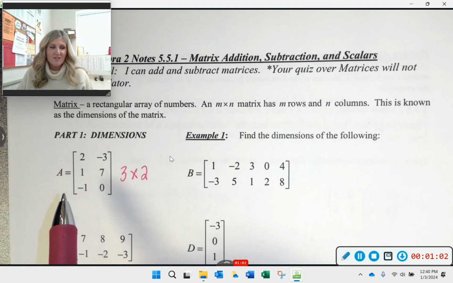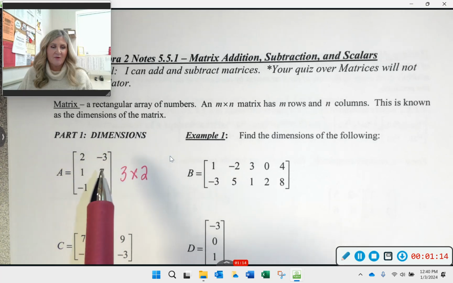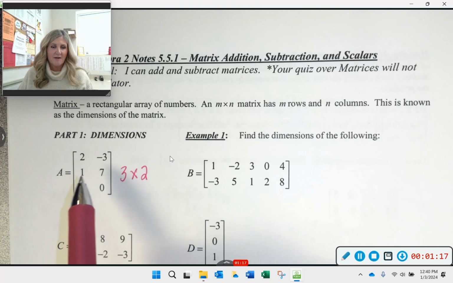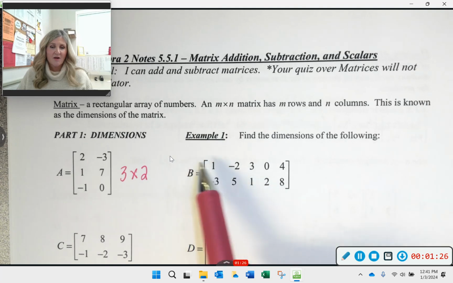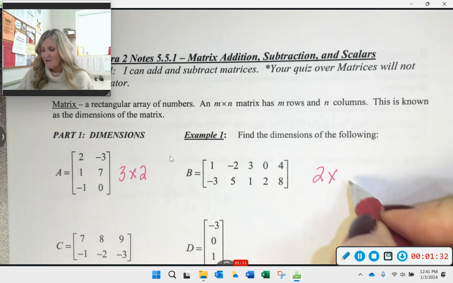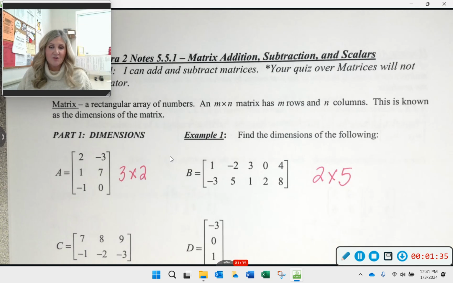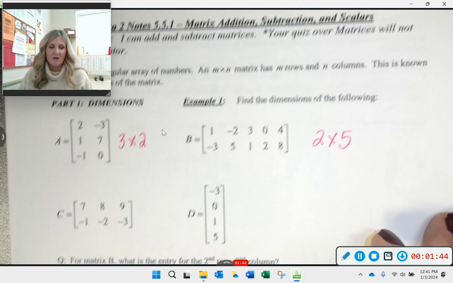So if I asked you which of the entries is in the second row, first column, think about that. The second row, first column. Row 1, row 2, there's the second row, and the first column, that would be the number 1. All right, looking at matrix B, I want you to decide what are the dimensions of matrix B. Well, it's going to have 2 rows and 5 columns. And then I could ask you, what is in the second row, third column? Second row, third column is the number 1.